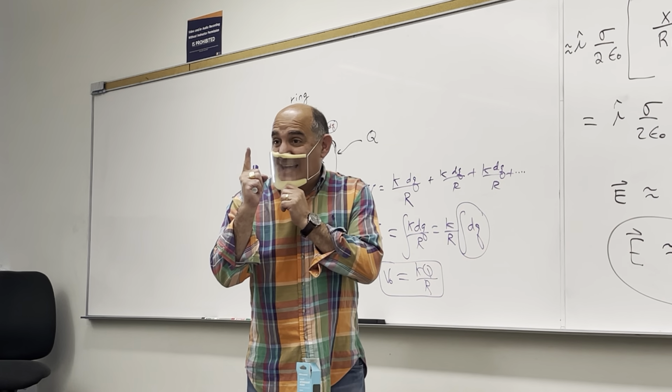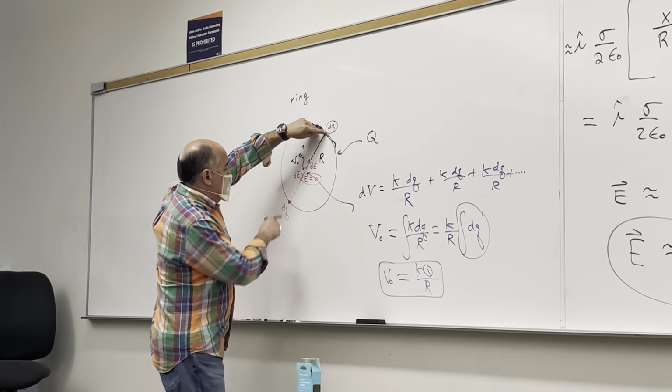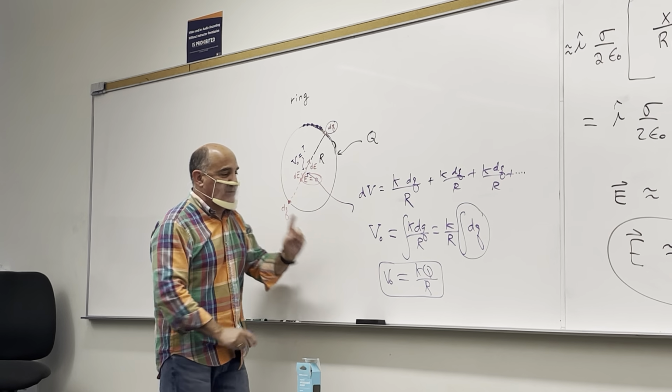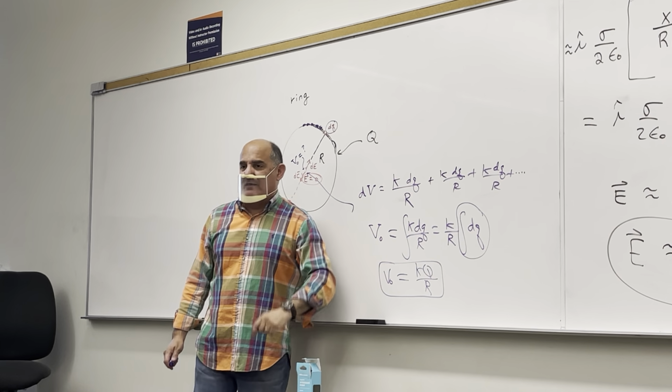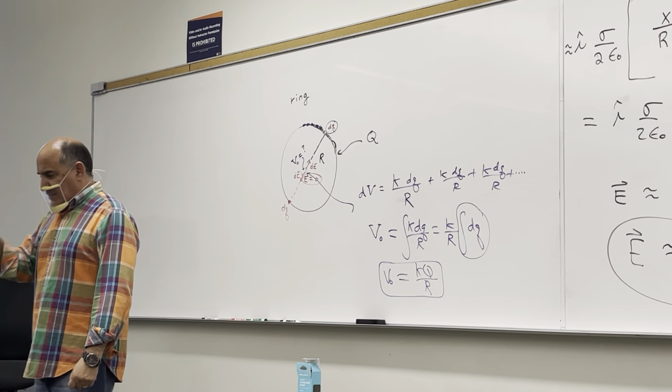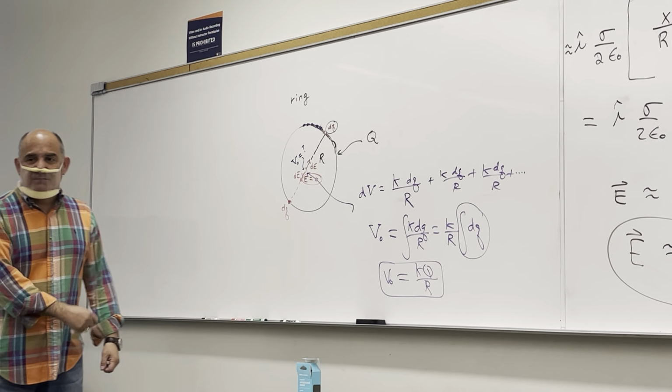And it doesn't cancel out because you don't say that this cancels this and this cancels that, because potential is not a vector quantity, it's a scalar quantity. So it's just the sum.